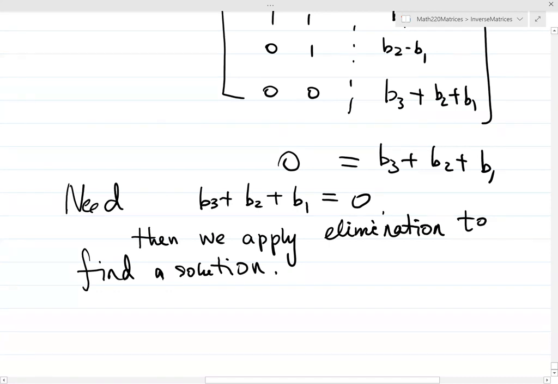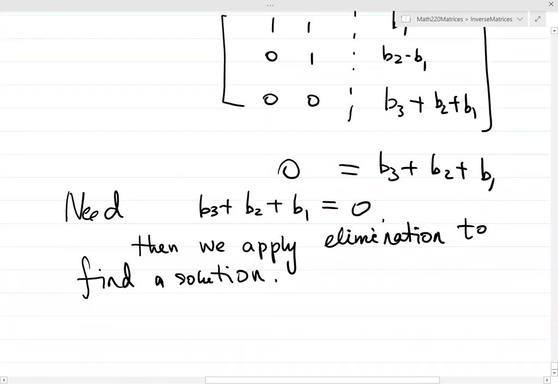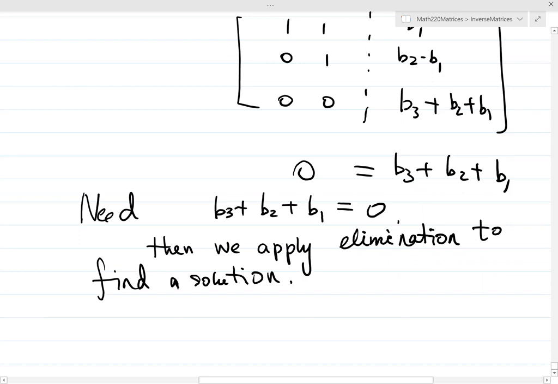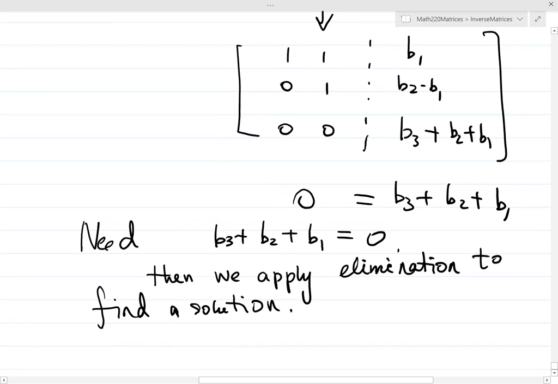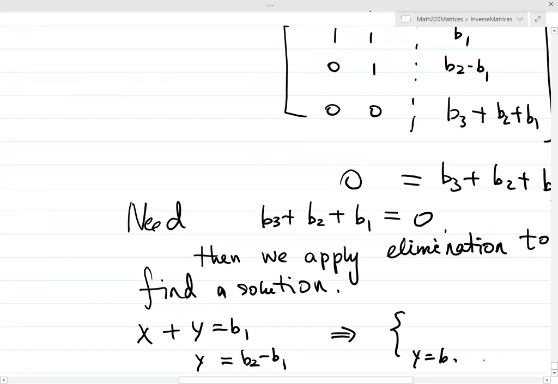Now in this case, you can find a general solution. The remaining equations will be x plus y is b1, y is b2 minus b1. So we get a special solution. Y is b2 minus b1. X is b1 minus that, so x equals 2b1 minus b2.